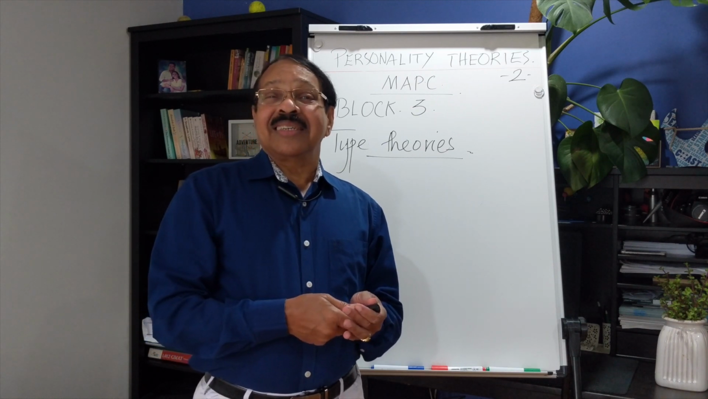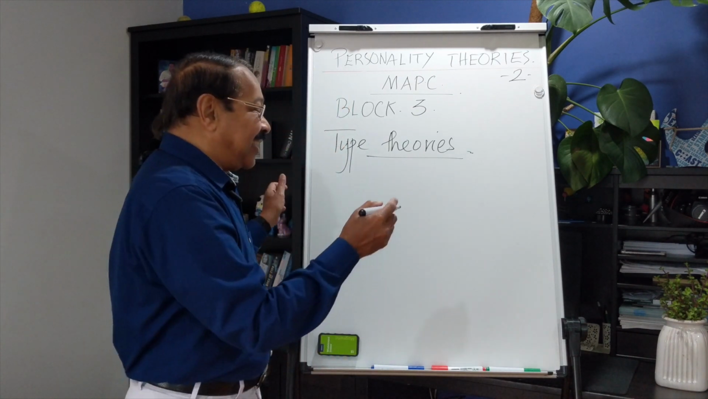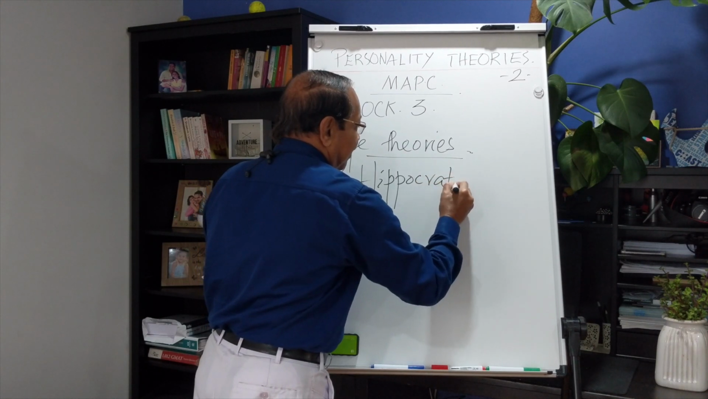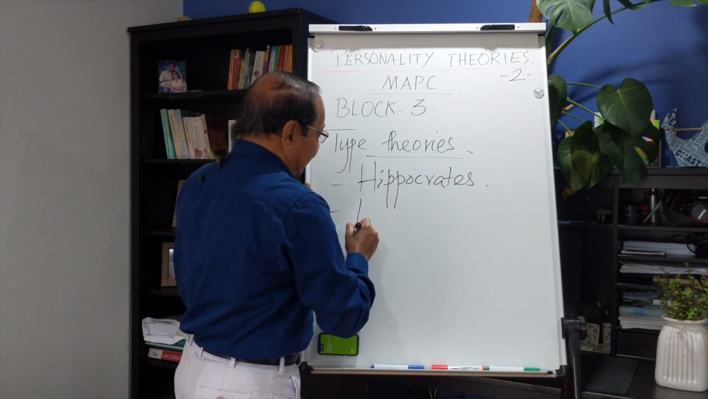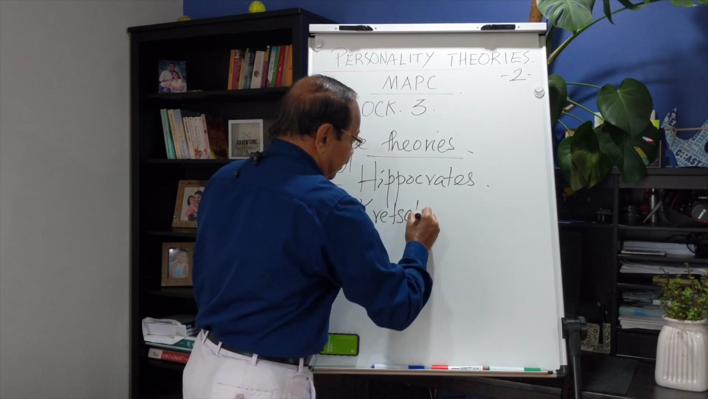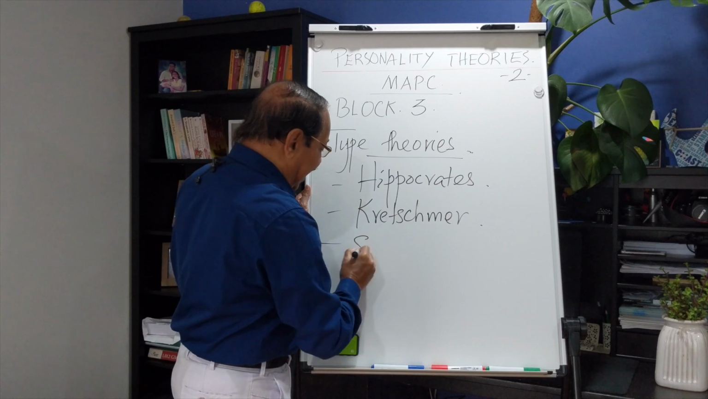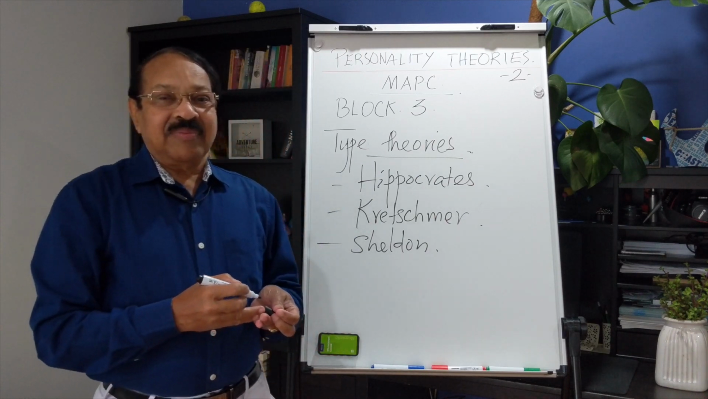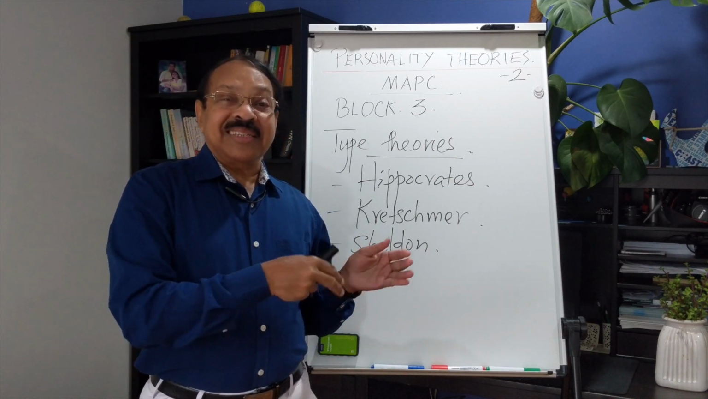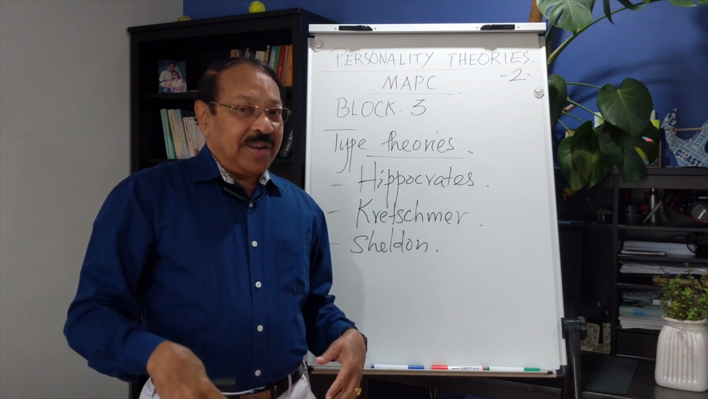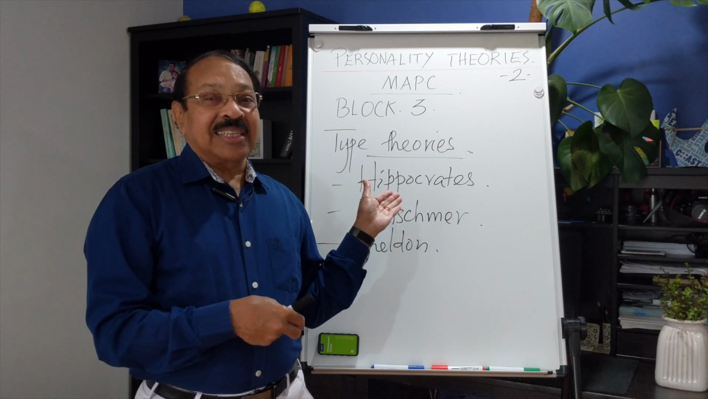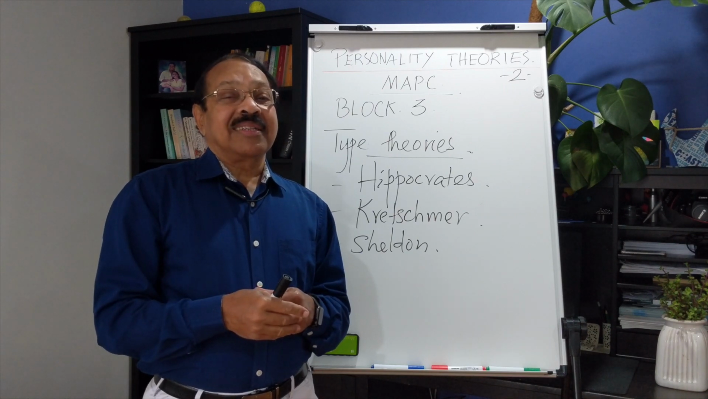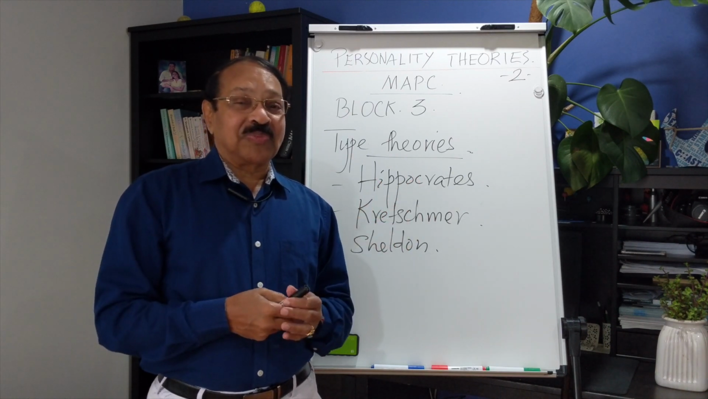The third one was Sheldon, Ernest Sheldon. I shall write the names here: Hippocrates, Kretschmer, and Sheldon. See, Hippocrates classified based on the body fluids, whereas Kretschmer and Sheldon classified personalities based on their body type by appearance.